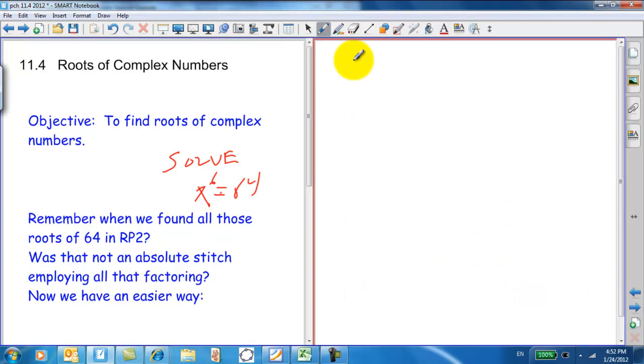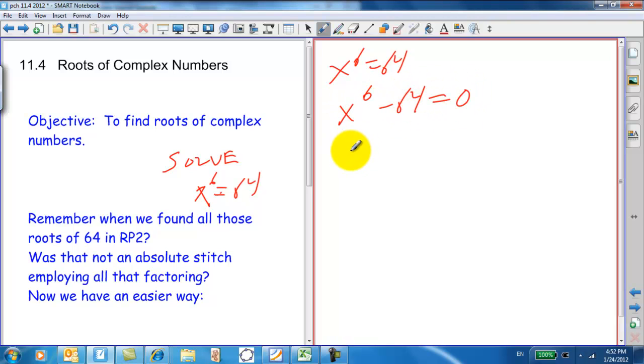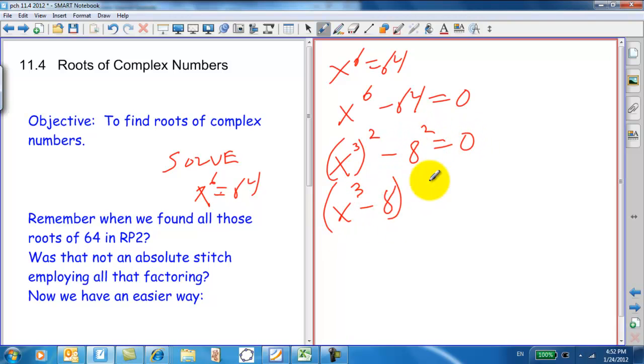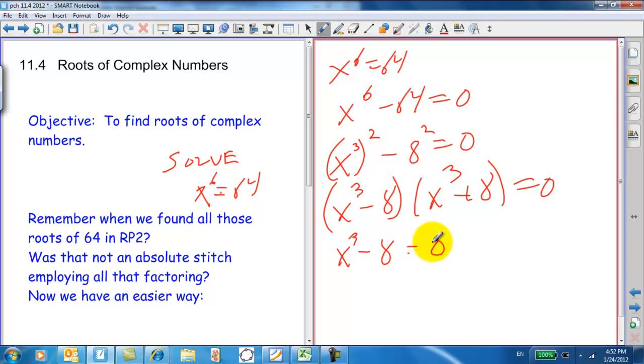Here it goes. It started off with x to the 6th equals 64. And then we subtracted, thinking we could factor it. And some of you mistakenly factored it as a difference of cubes. But actually, if you look at a difference of squares first, it works out better. Because you get x cubed minus 8 times x cubed plus 8. So you get x cubed minus 8 equals 0, and x cubed plus 8 equals 0.